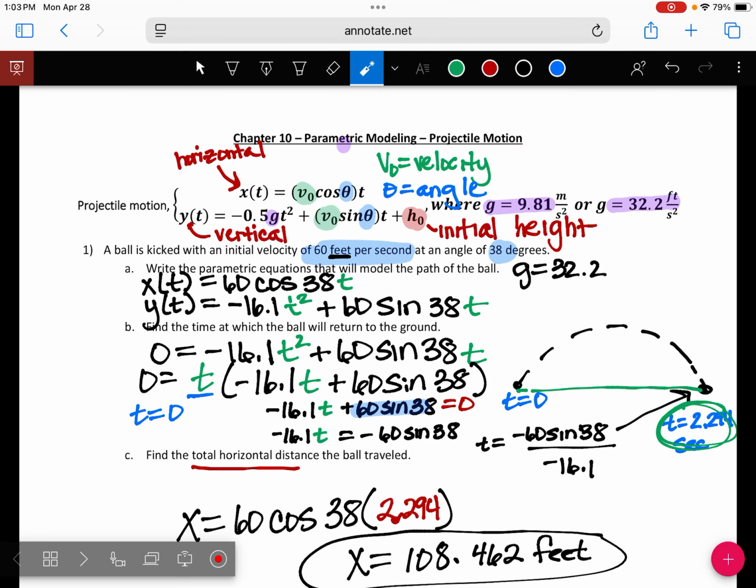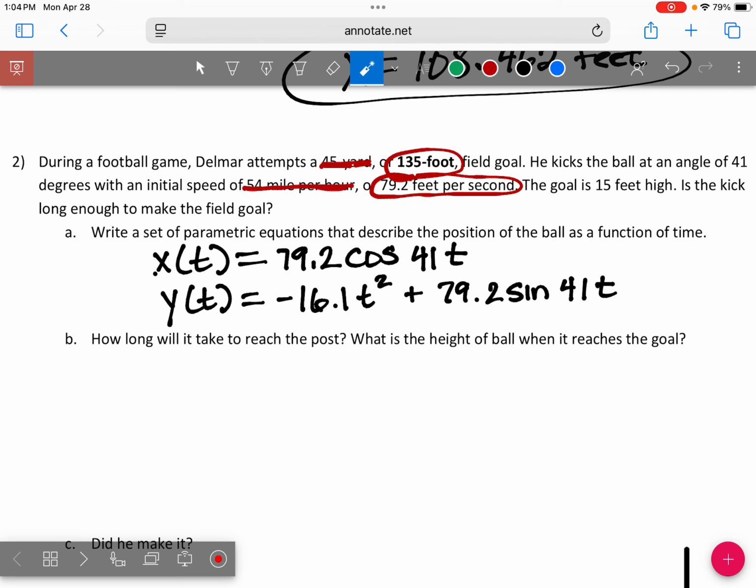All right, so now let's go ahead. It says, how long will it take to reach the post? So we don't necessarily want to know how long it takes for it to hit the ground, because to make a field goal, we're not looking at that. Do we know how far away he is from the field goal? How far away is he from the field goal? 45 yards, which would be what in feet? 135. And that represents the horizontal distance. So because I know he's 135 feet away, I know his horizontal distance, I'm going to take my x parameter and set that equal to 135.